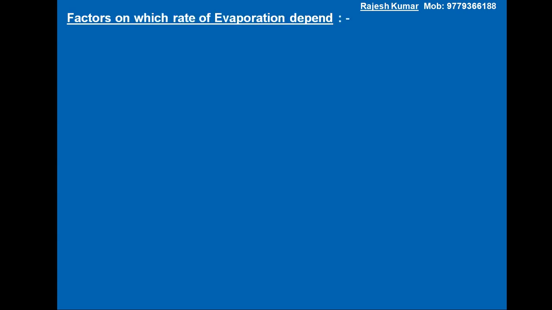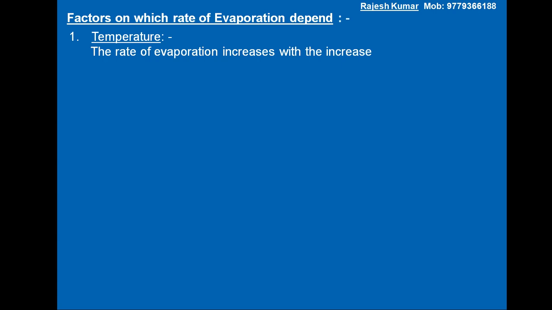Now the factors on which the rate of evaporation depends. Number 1, temperature. The rate of evaporation increases with the increase in temperature of the liquid, because if temperature increases, the energy will increase and more molecules gain energy so that they can go to the vapor state. So therefore the rate of evaporation increases with the increase in temperature of the liquid.